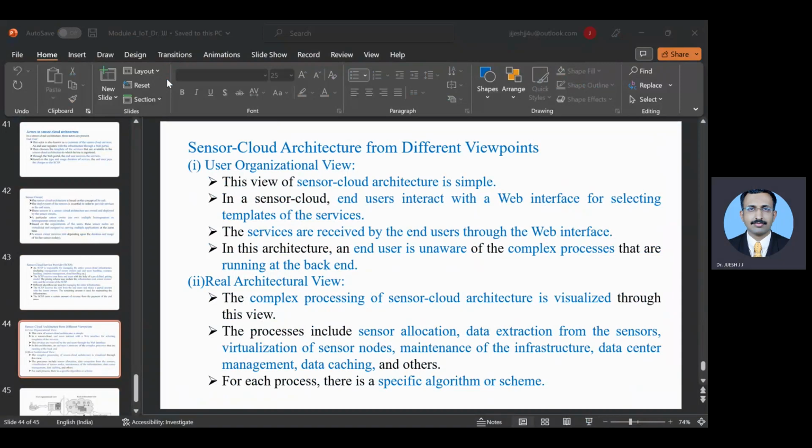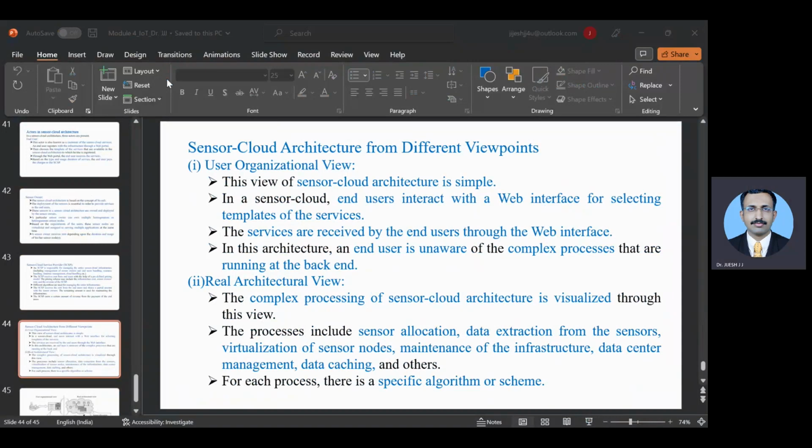So in this architecture, the end user is unaware of the complex process running at the back end. Whatever things are going on in the back end, they are not aware of. How they are setting up the infrastructure, how they are doing the process, they are not aware of all those things. When you go ahead with the real architectural view, what you can see?